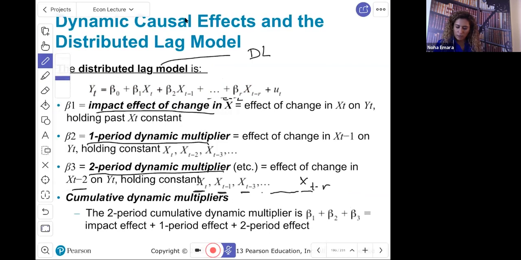When I look at this model, I can analyze it as follows. Okay, this is the impact of today's value of x holding the history constant. This is the impact of last year or last month or yesterday, depending on the data frequency I have. This is the impact of xt minus 1 on yt holding xt constant and everything else constant, right? So anytime I'm analyzing the impact of one of the components, I'm holding everything else constant. We call this impact. We call this first period dynamic multiplier, second period dynamic multiplier, right? And then this is r period dynamic multiplier.